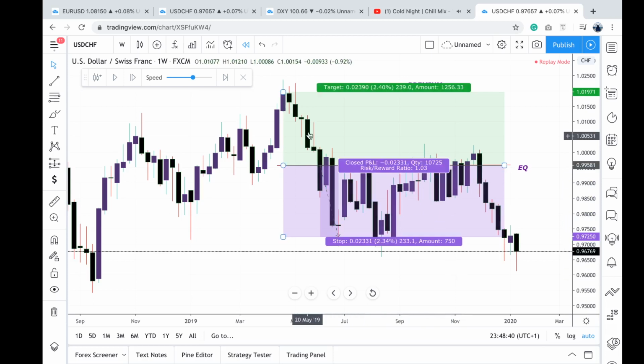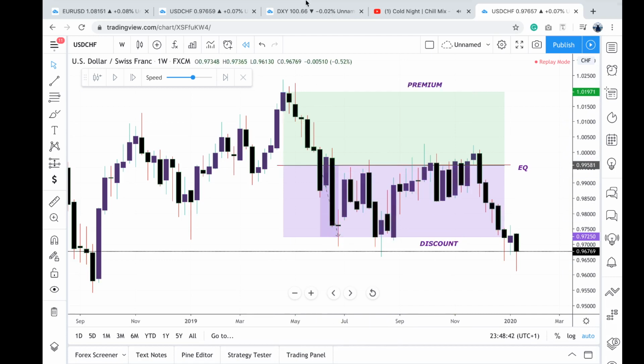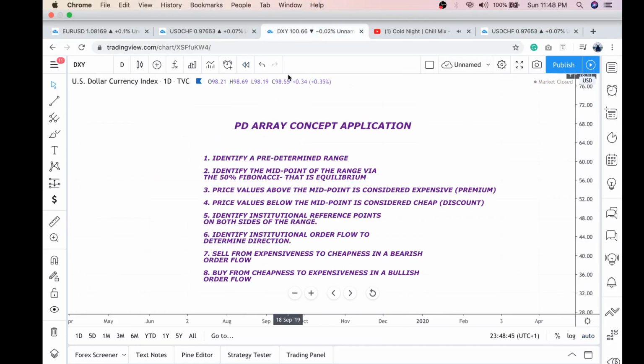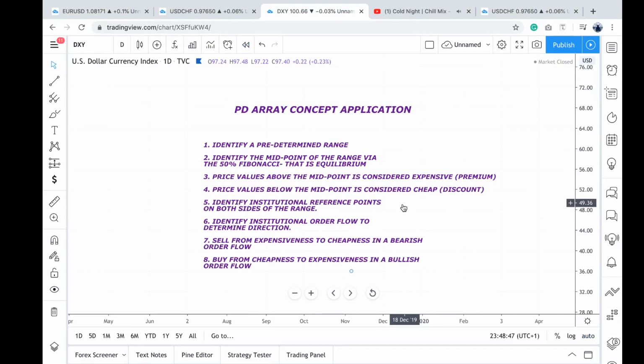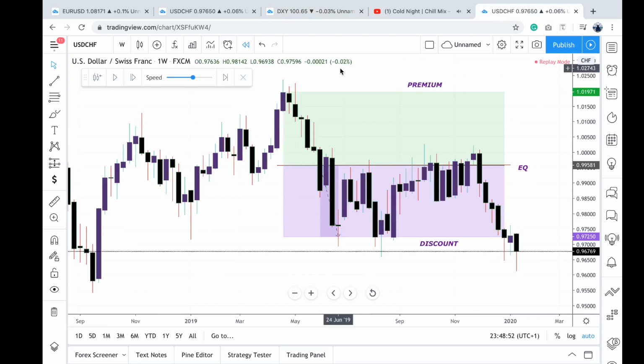Okay, but now remember we've identified a price range. So now let's go to the next step, which is identifying institutional reference points on both sides of the range. In terms of identifying the institutional reference point, all you're looking for is where price can potentially trade into and then unfold orders around that level.